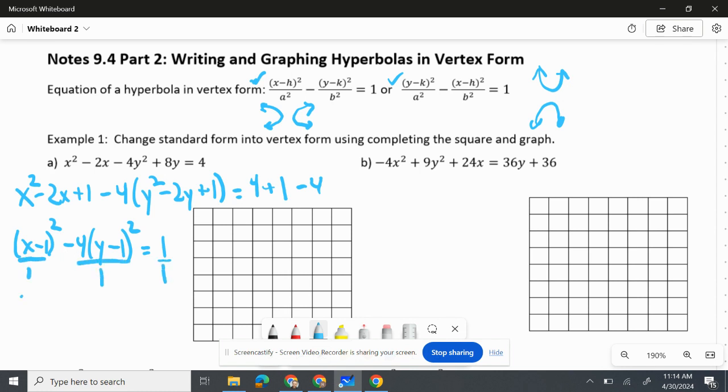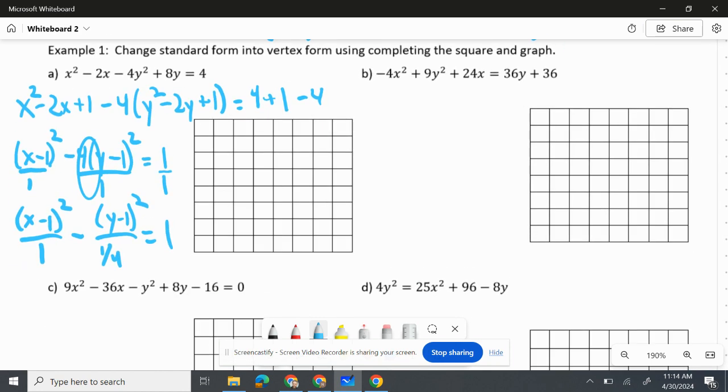This one's a little tricky because we have the x minus 1 squared over 1, and then this right here is going to become y minus 1 squared over 1/4. We're going to divide by the 4, and that's equal to 1. So when we're graphing this, the center is going to be 1, 1.